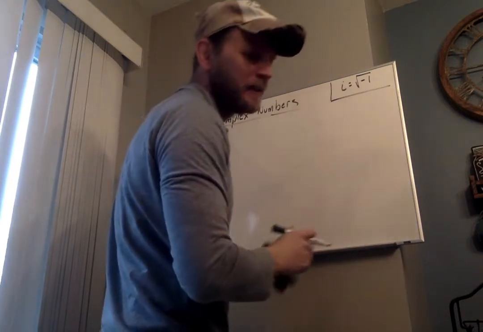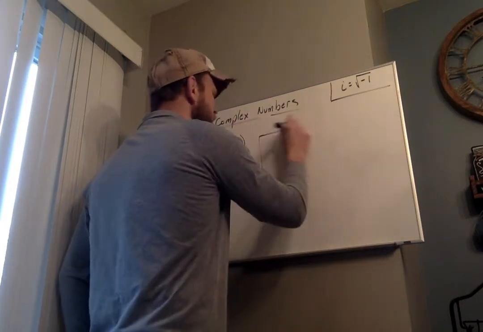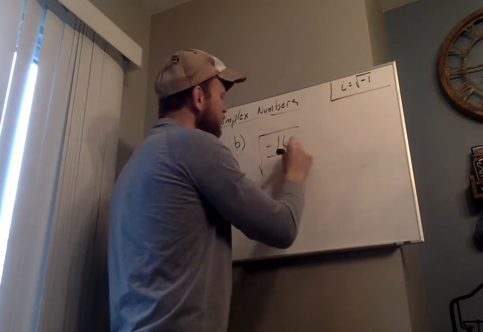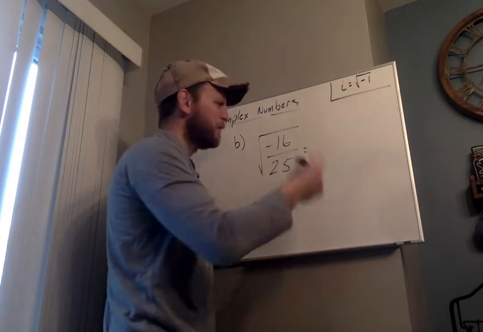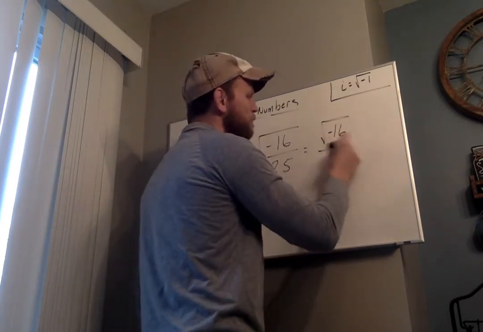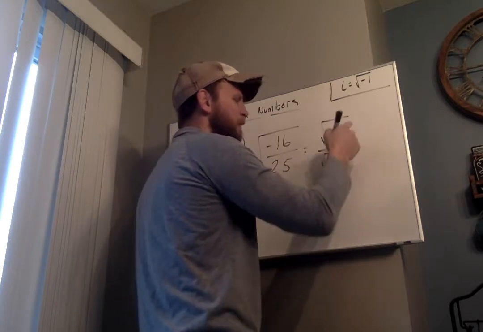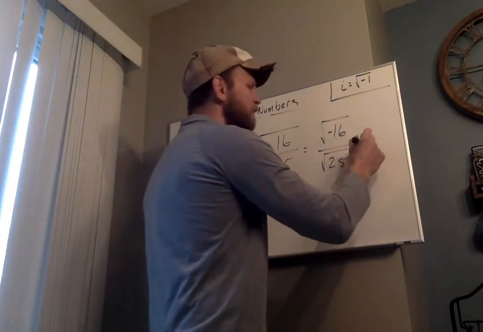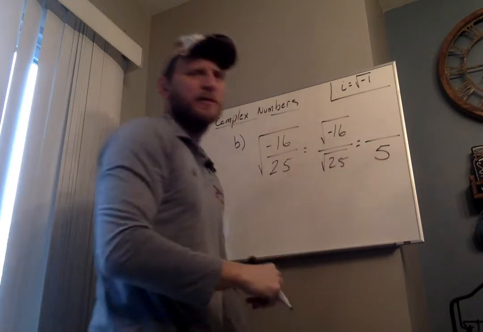Hop over to B, okay? And then in B, you have this. Well, that over that. So we have the square root of negative 16 over the square root of 25. Well, the easy part is the square root of 25 is 5. But what's the square root of 16?